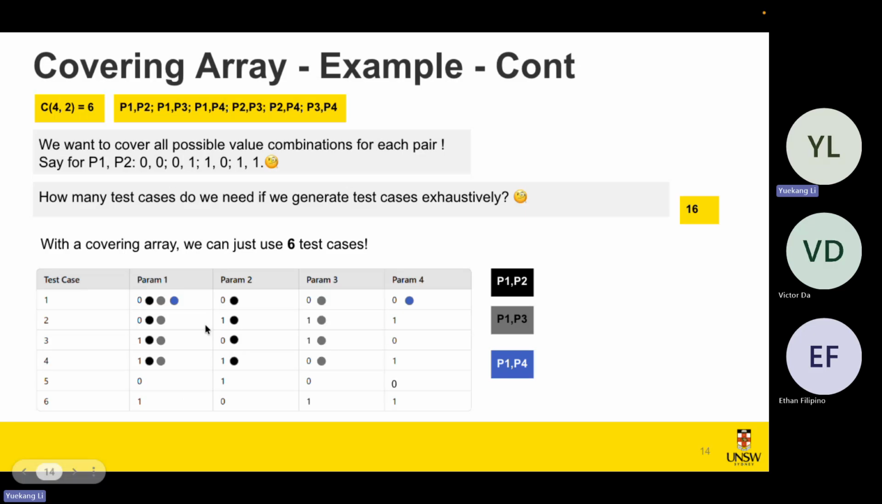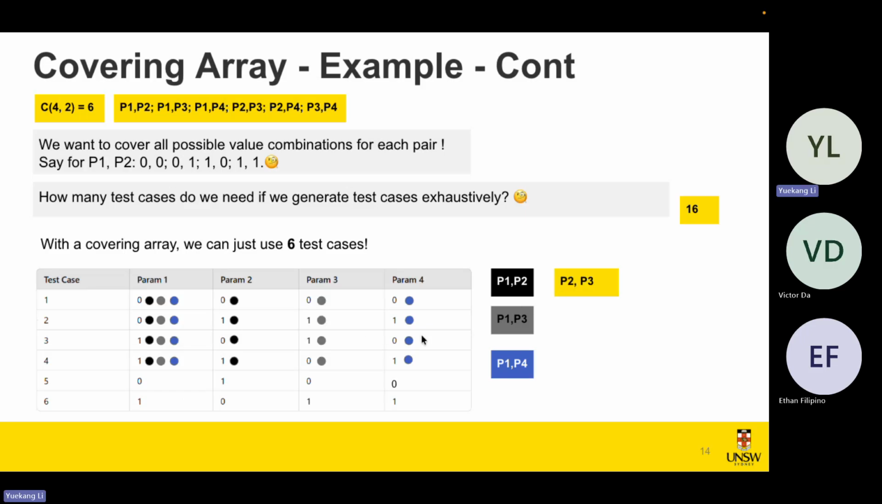Case 1, right? And what about 0, 1? Case 2, 1, 1, 1, 0. Case 4, case 3, sorry. What about 1, 1? Case 4, yes. So you can see that these 4 test cases can already cover many patterns, right? So what is the next pattern? We have 6 in total, right? What is the next pattern here?